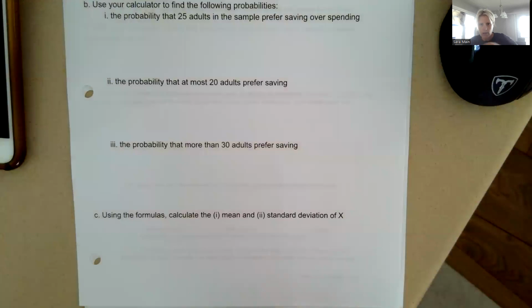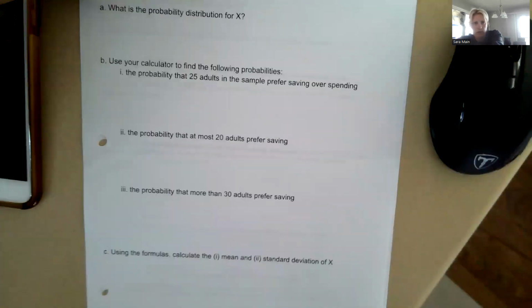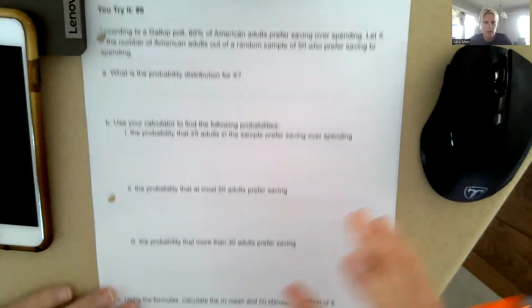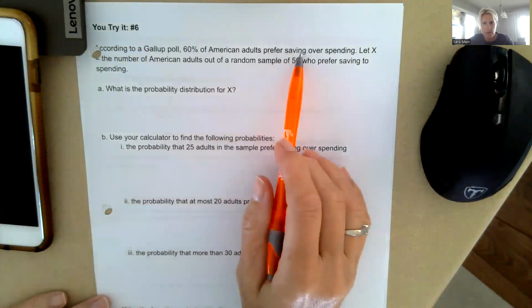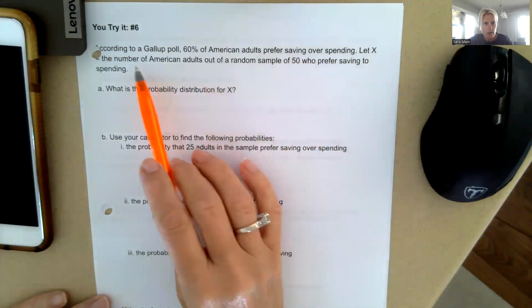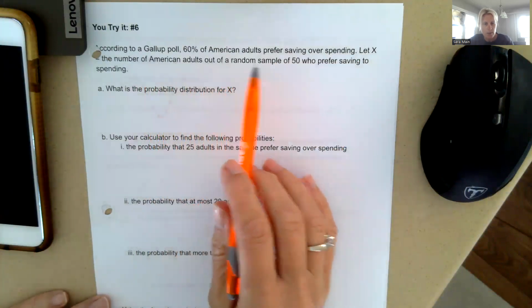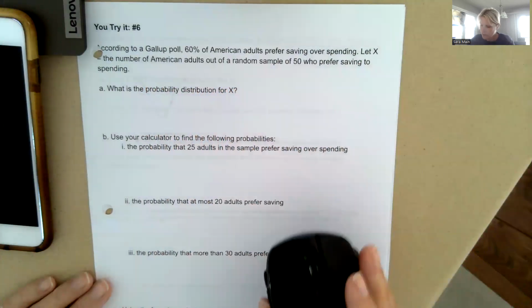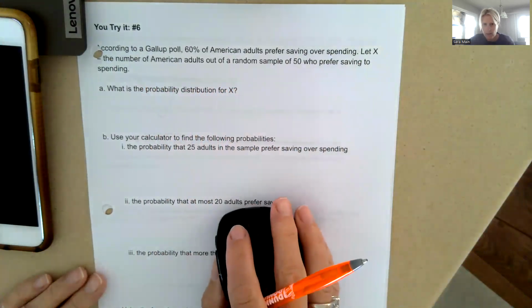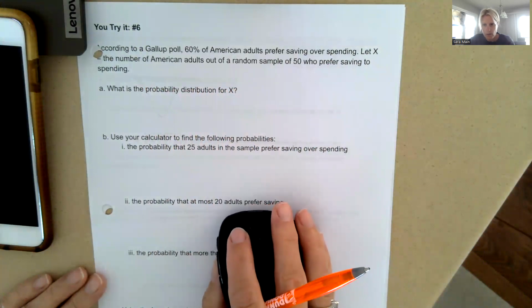So let's look at one on our own. You read through this. It says, according to a Gallup poll, 60% of American adults prefer saving over spending. Let X be the number of American adults out of a random sample of 50 who prefer saving to spending. So I'd like you to go through and try to answer questions A through C, and then I will put you back here in a moment.